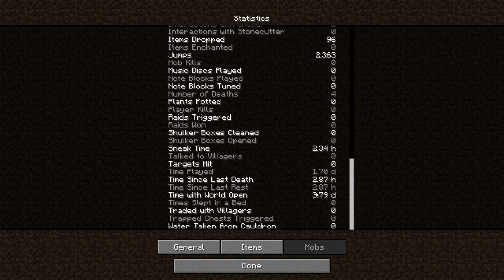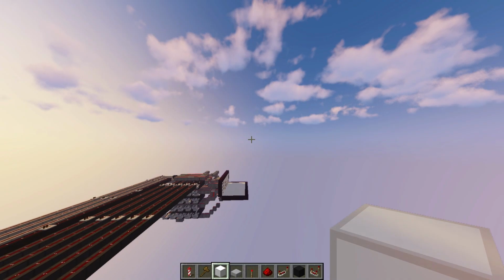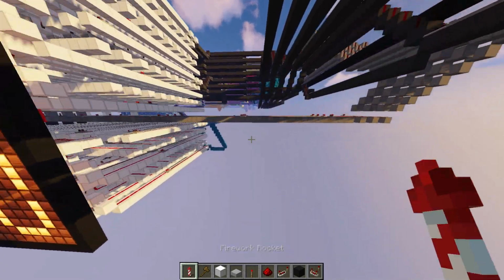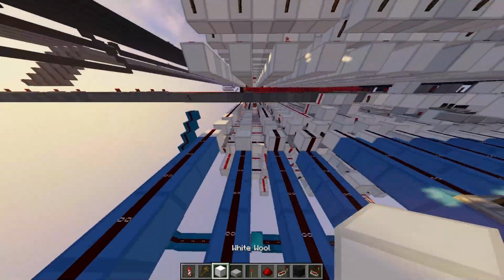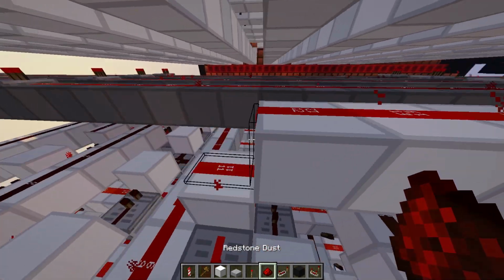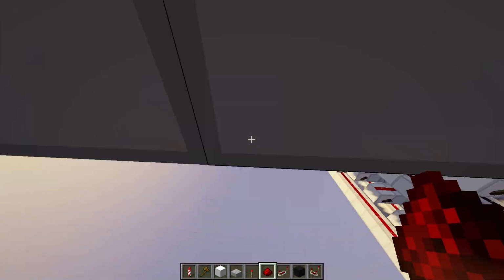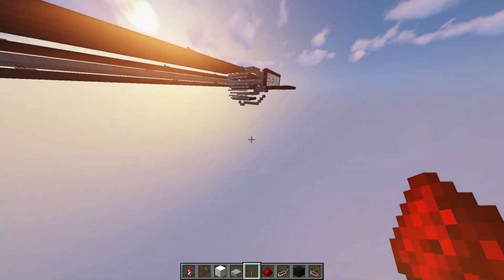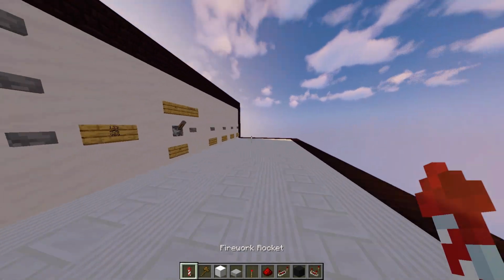Time played. No, not 1.7. It was time since, time with world open. 3.79 days. Oh my. So that's almost 96 hours. I recorded myself placing down the last redstone dust, which was over here, this specific redstone dust, which does the ripple blanking. And I was genuinely so proud. I cried myself to sleep that night, but still. And now I'm here.